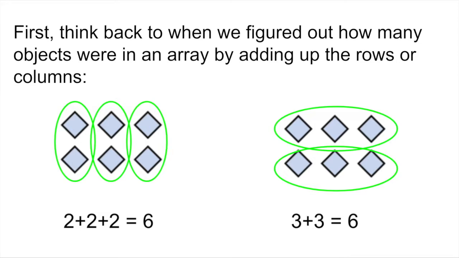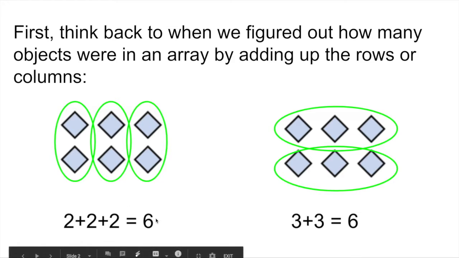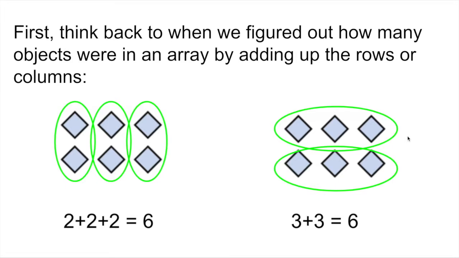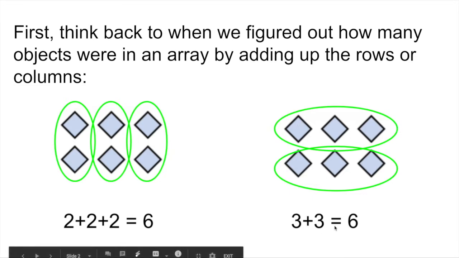So first, think back to when we figured out how many objects were in an array by adding up the rows or adding up the columns. In this picture, we were making equal groups of 2 in every column, or 2 plus 2 plus 2 equals 6. Over here, we solved the same problem by making 2 equal groups using the rows. In this one, we have 3 plus 3. It still equals 6, though.